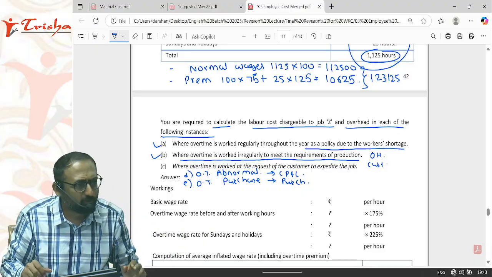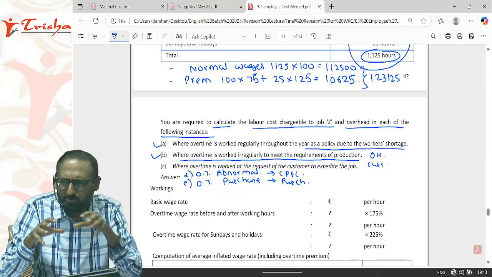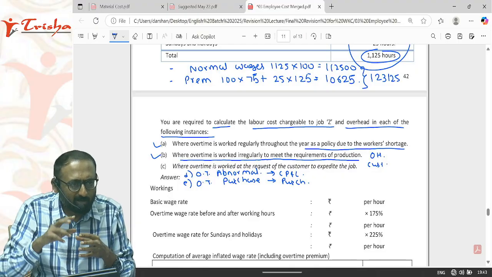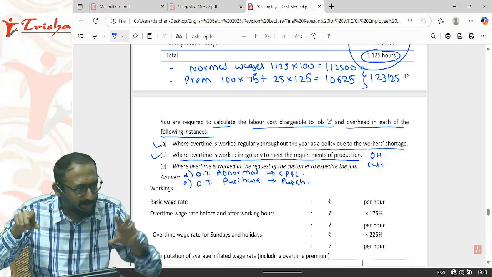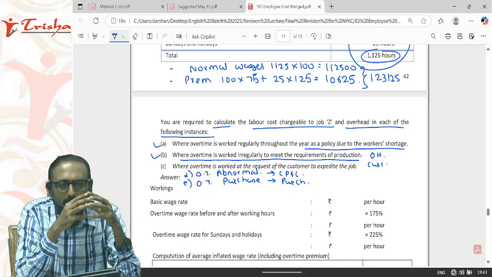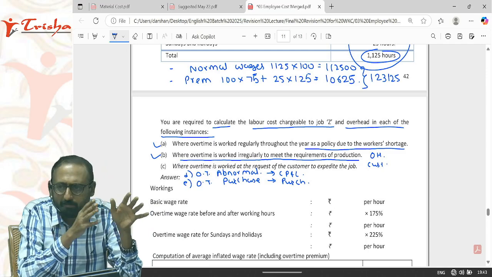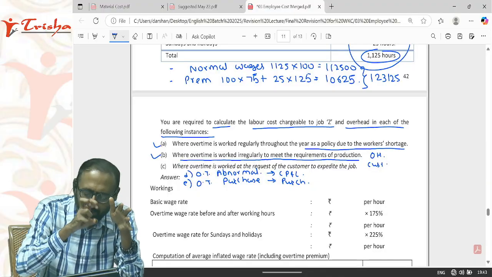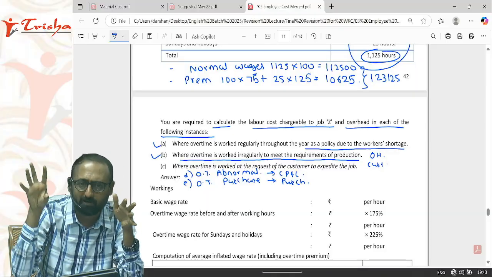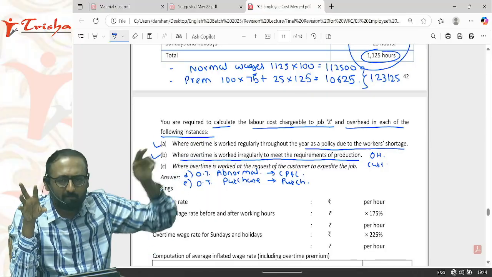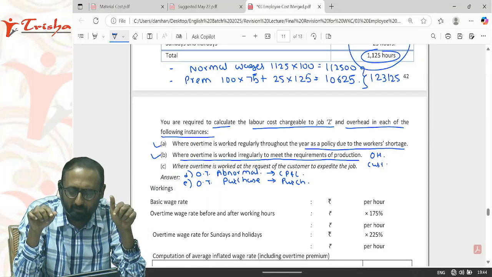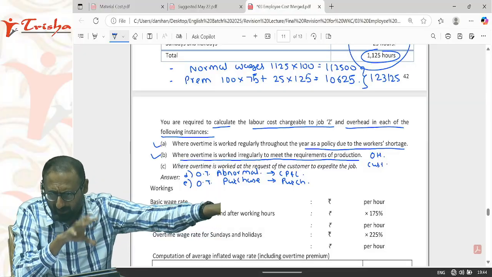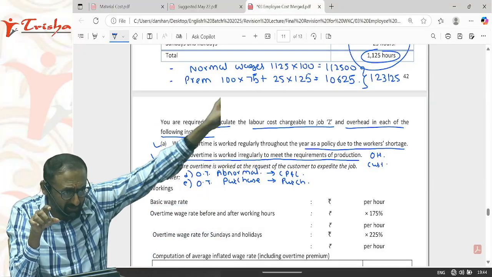Second question. Quickly answer. If overtime is done because of a shortfall in production, what will you do, sir? How much amount will be chargeable to job number Z and how much will be transferred to overhead? Basic wages, 1,12,500, will be charged to job number Z. Yes or no? And the premium of 10,625 will be transferred to overhead. If the overtime was done because of the purchase department, what will you do, Sirji? 1,12,500 is charged to that customer through job number Z and 10,625 will be charged to the purchase department.